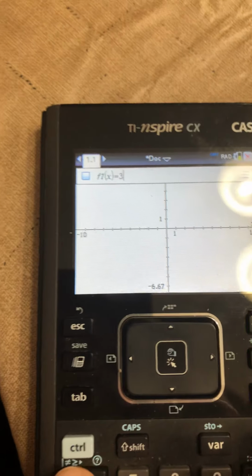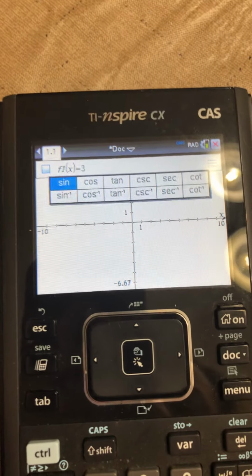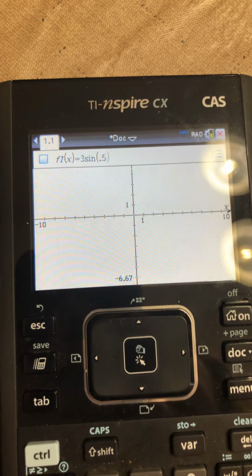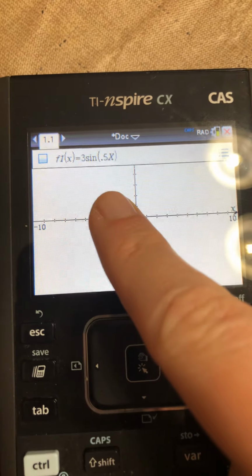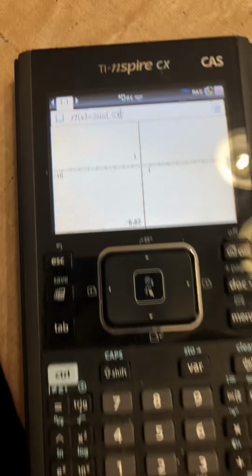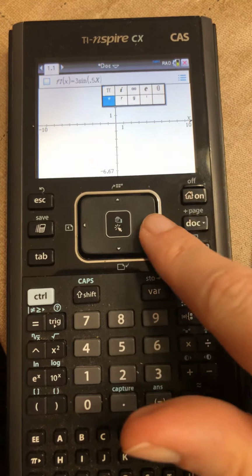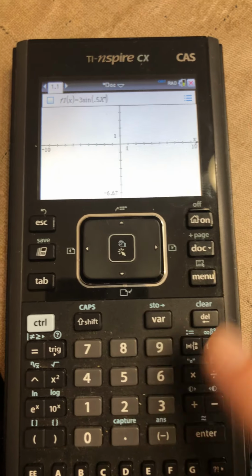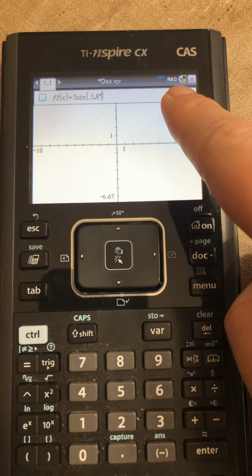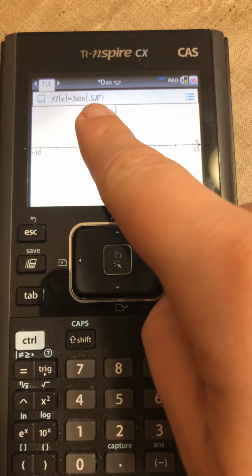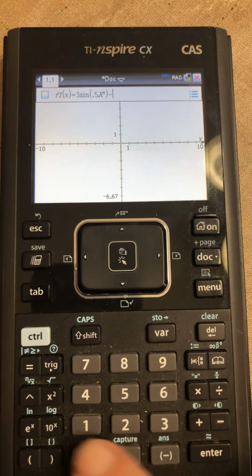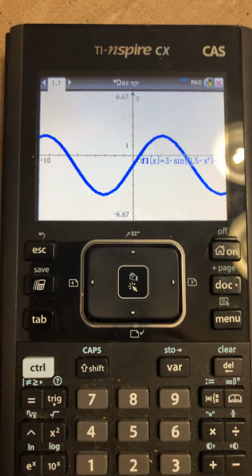So I'm going to go right to my calculator. 3 sine half of an x, so I'm going to go 0.5. Now remember, in your calculator, you need to be in radian. If you are not in radian up here, that has to be inside the parentheses after the x. Then get out -1, right? So here's your sine graph.